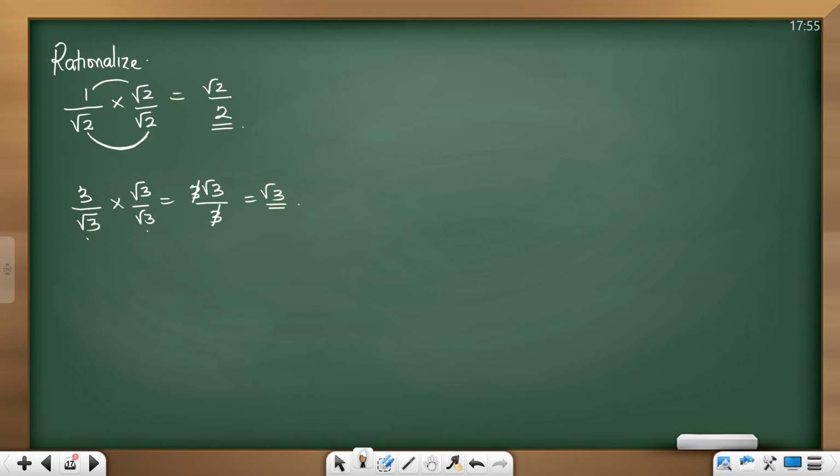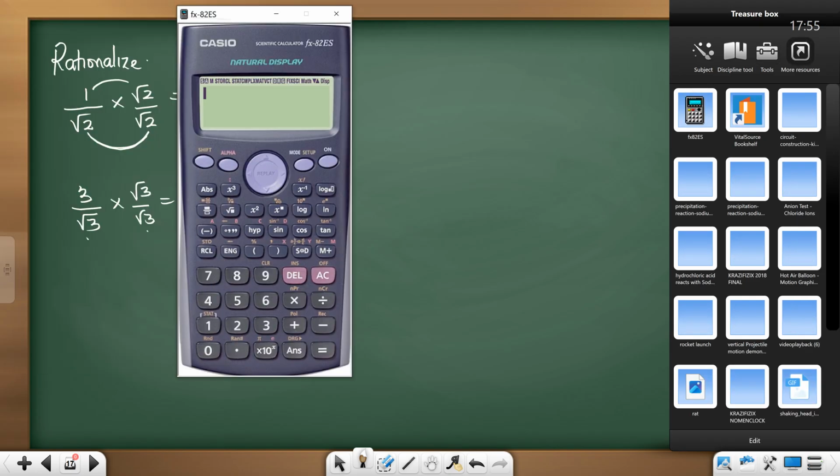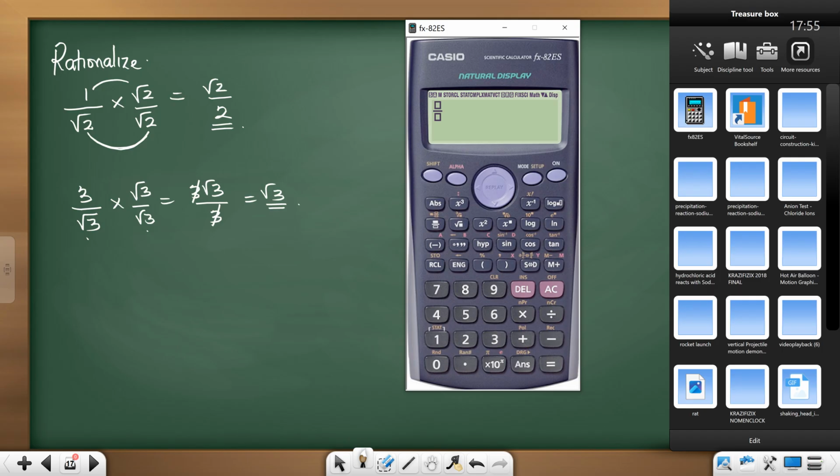Let's check on the calculator quickly. What is 3 over root 3? You see now, your calculator would simplify it. It will not allow you. Make sense? Yes, sir. Thank you. All right.